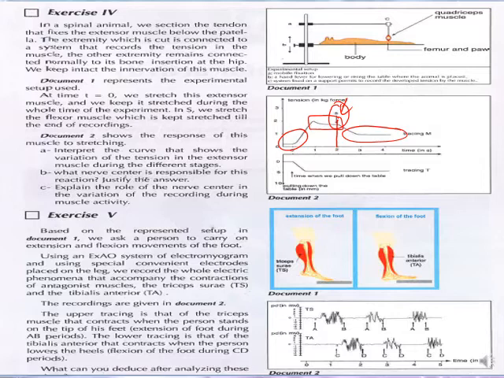Part B: what nerve center is responsible for this reaction? This is a spinal animal, so the nerve center is the spinal cord. Part C: explain the role of the nerve center in the variation of the recording during the muscle activity. Here the spinal cord provokes a coordination between the responses of the flexor and the extensor muscles. This coordination is due to the contraction of the extensor and the relaxation of the flexor, and due to the increase in the tension of the extensor resulting from the stretching of its antagonist. So here the extensor receives two messages, one of them inhibitory and the other excitatory.